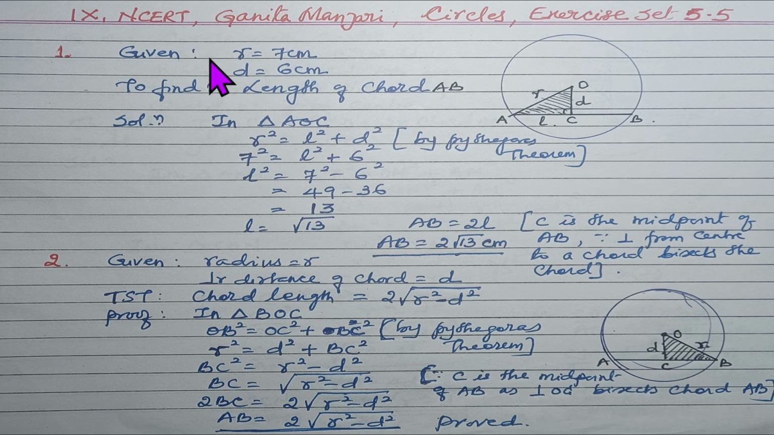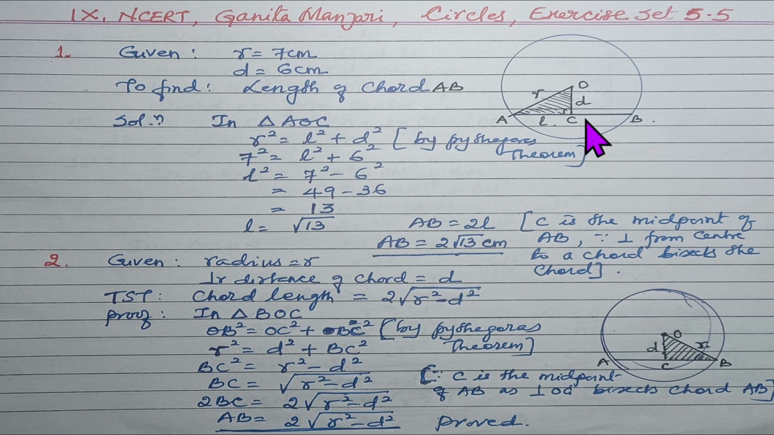In that, the first example is: we are given the circle with center O, the radius R, that is OA is equal to 7 centimeters. R is 7 centimeters. The distance of the chord from the center is 6 centimeters. We have to find the length of the chord AB.